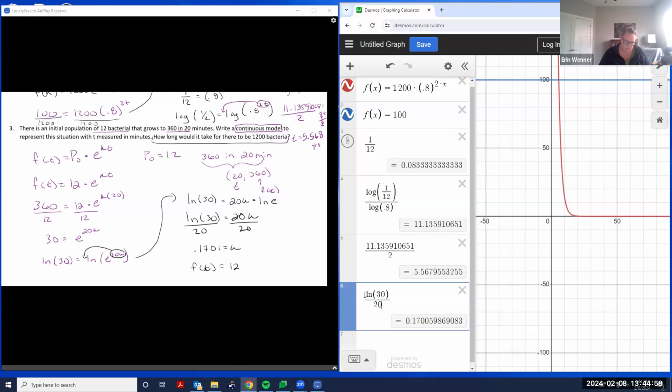We know that our initial population was 12. And so now we can put that in there. This is our general formula. That's just the function that models this situation. From here, we want to solve for when there's going to be 1,200, which means we're going to put 1,200 in for f of t. And we're going to solve for t.